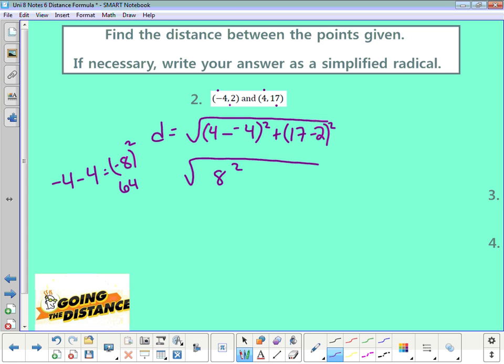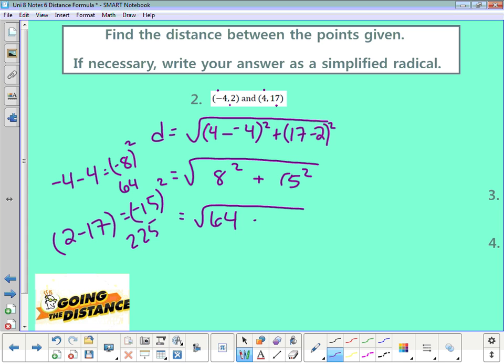So if I change the order of these and go in a different direction, I'm still going to end up with the same answer. Same thing with the 17 and 2. 17 minus 2 is 15, so I end up with 15 squared. If I would have gone 2 minus 17, I end up with negative 15, which negative 15 squared is still positive 225. So it's okay if you go in the other order. Then I'm going to keep simplifying here. I know that 8 squared is 64. I know that 15 squared is 225. And when I add those together, I get 289. So my distance is the square root of 289, which in this case is 17.